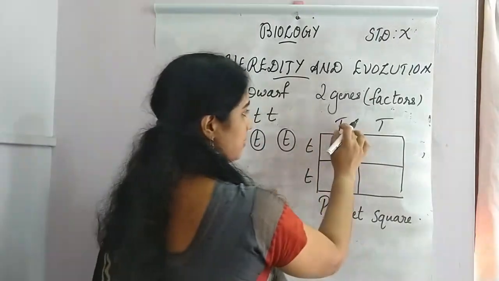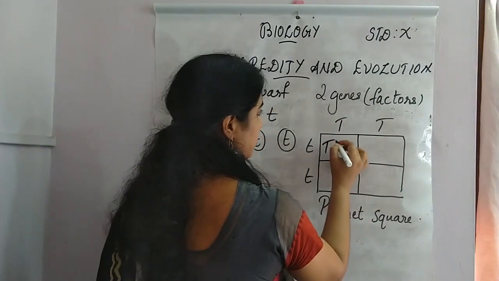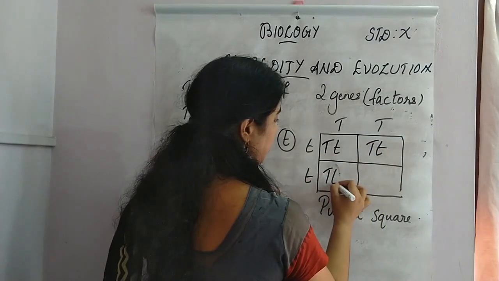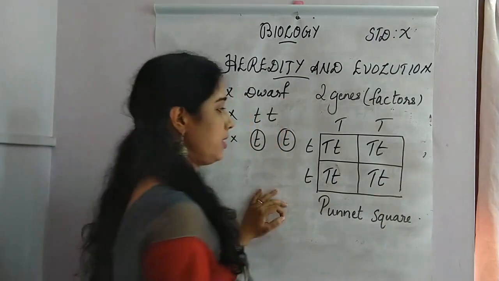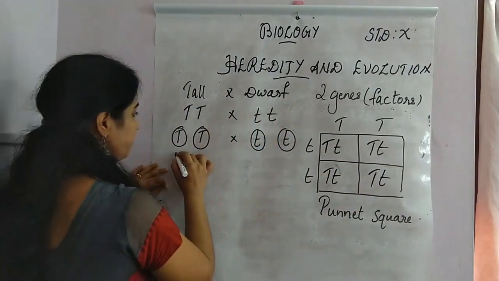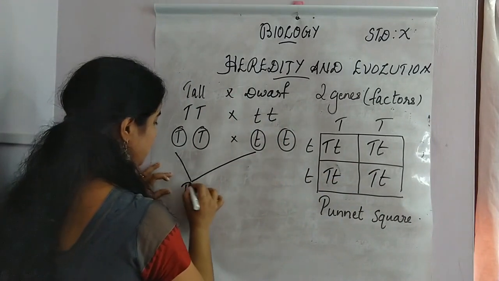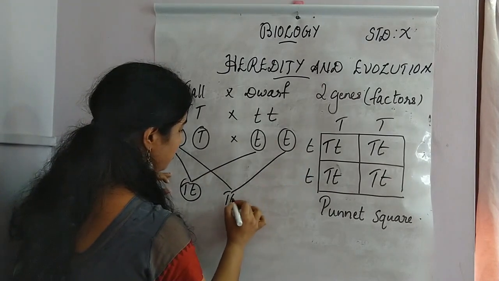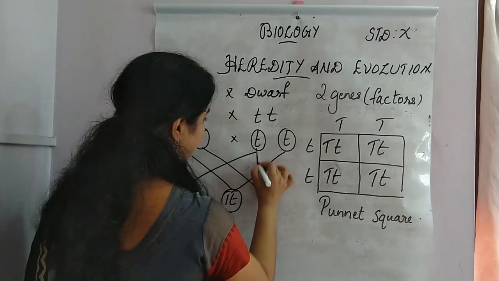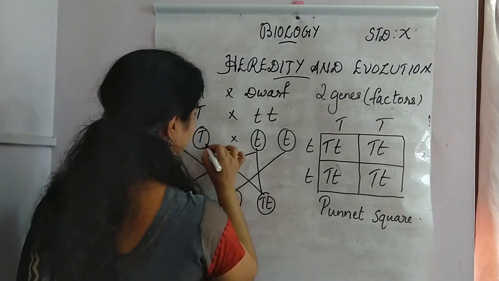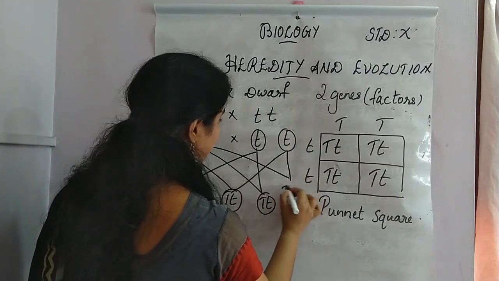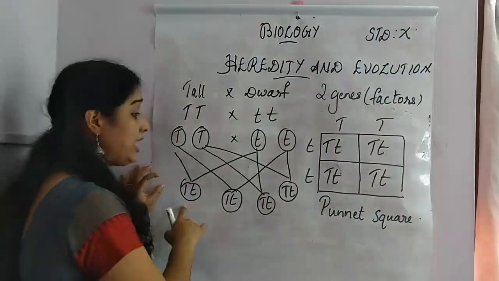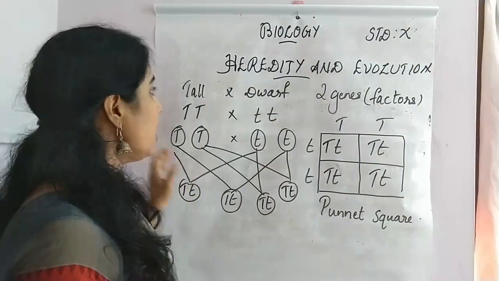So here what happened? Just tell me. Capital T, small t, here capital T, small t, here capital T, small t, and capital T, small t. So what happened here? See. Capital T, small t, capital T, small t, capital T, small t, capital T, small t. Same here also. Clear? Yes. So here, when he observed the plants after doing this, he observed.